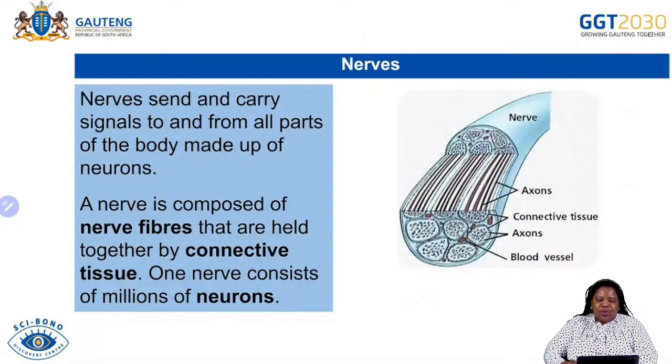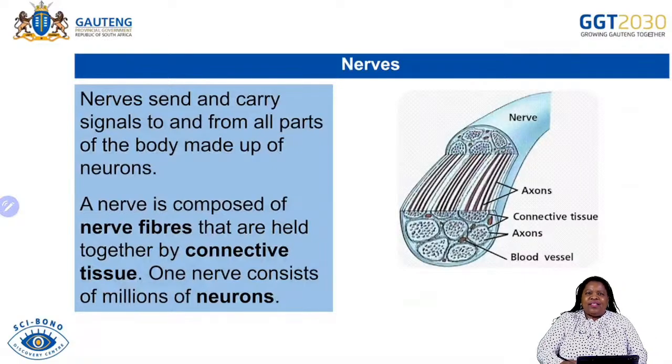Now, the first one that we are going to start with in terms of the session, we're going to be looking at the nerves. And one can ask himself or herself, what are nerves? Now, when we talk about nerves, you must know that your entire body consists of nerves. These nerves carry signals to and from all other parts of the body. So, going back to the nerves, a nerve is composed of millions of neurons.